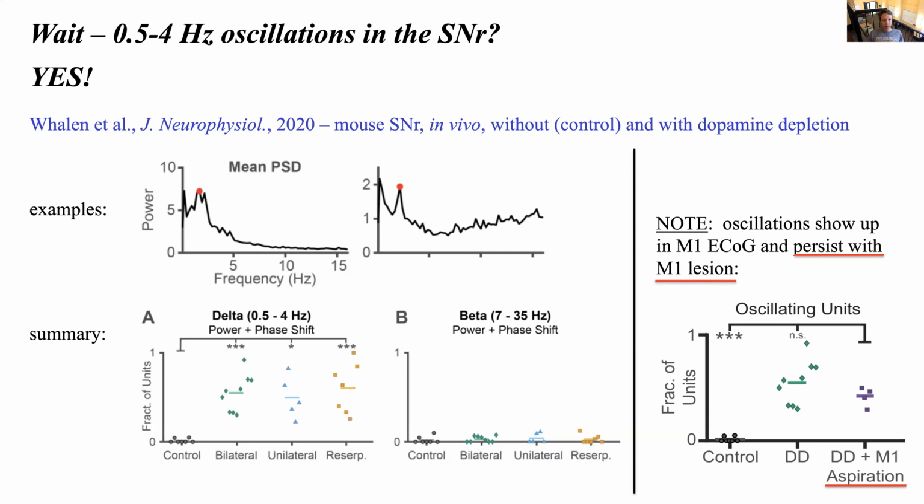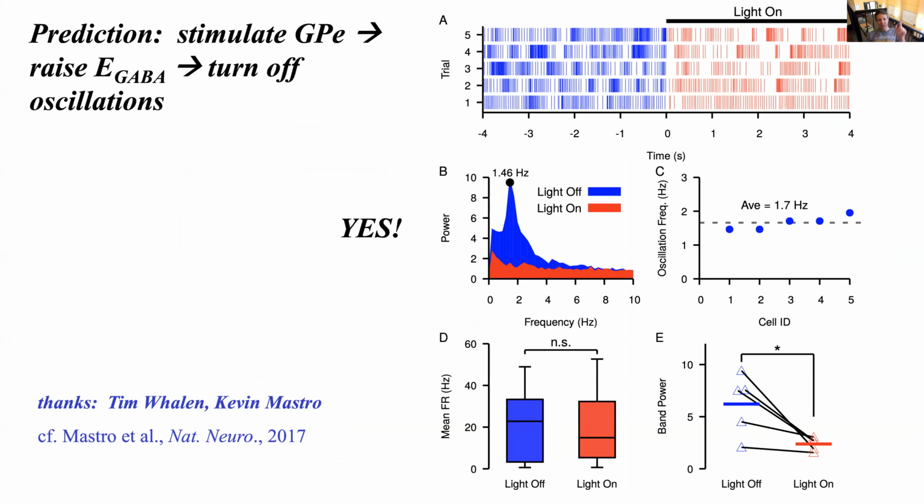Okay, so basically what I've shown you is that tuning the ongoing activity from GPE could adjust E-GABA in such a way that it changes whether SNR ends up producing oscillations or not. There's a prediction associated with that, which is if we stimulate GPE under dopamine depletion, we should be able to turn these oscillations off. And we did that, but I'm out of time, so I'm just going to show you the answer here is yes, that prediction works.